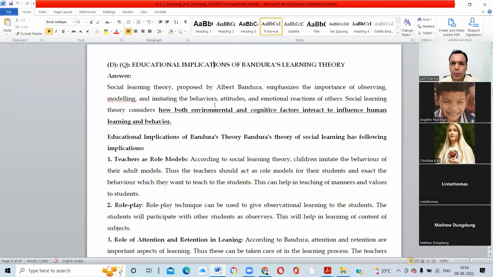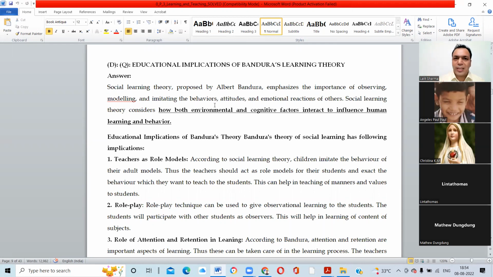So Bandura's learning theory, you know that it is a social learning theory. Albert Bandura was an educationist and a psychologist. He emphasizes the importance of observing, modeling, and imitating the behavior, attitude, and emotional reactions of others. Under the social learning theory, Bandura wants to say that both environmental as well as cognitive factors interact to influence human learning and behavior, right guys? So it talks about both the things.